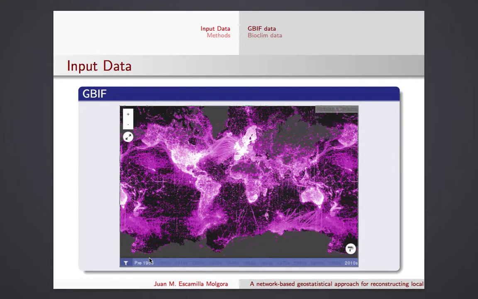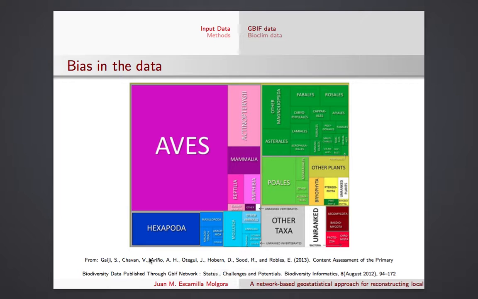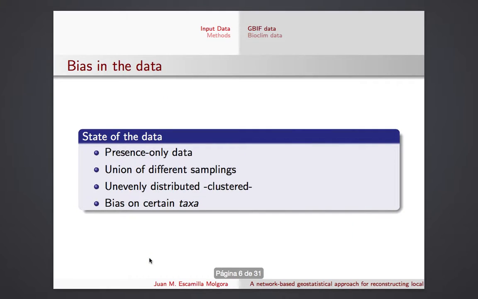So the data is distributed, we know that it's biased, so this will help in modeling a framework for estimating absences, for example, and how to account for these different samplings and clusters of the data.